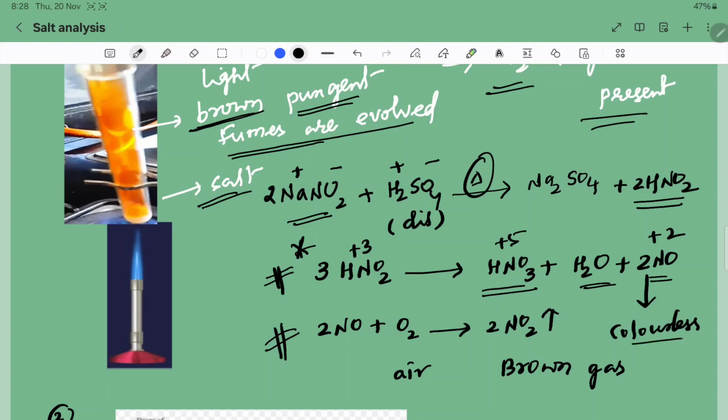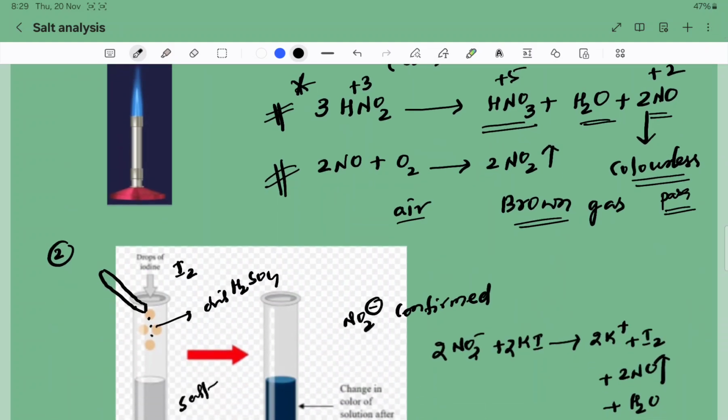This colorless NO is a paramagnetic substance, student, right? An odd number of electrons is present. This colorless nitric oxide reacts with air, and then it produces a brown colored gas, student, that is the evolved gas. That evolved gas indicates that NO2 minus is present in this particular salt, right?